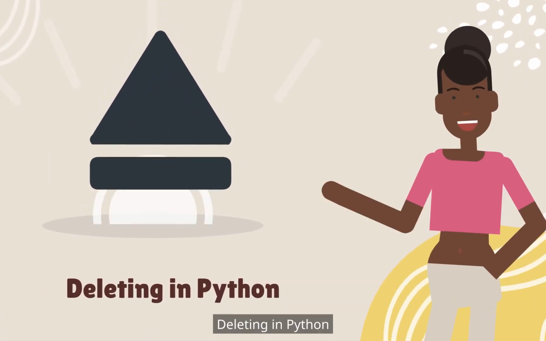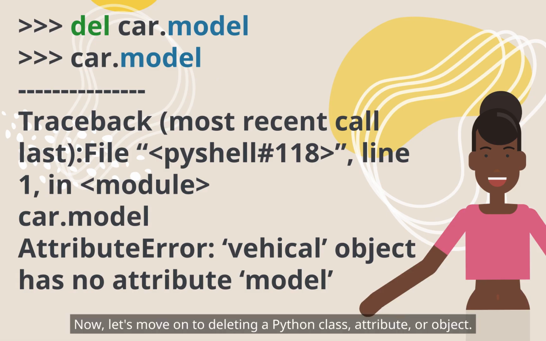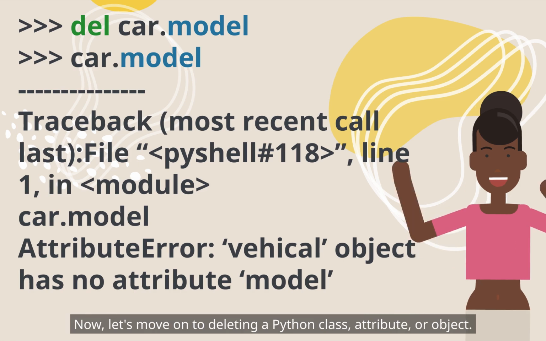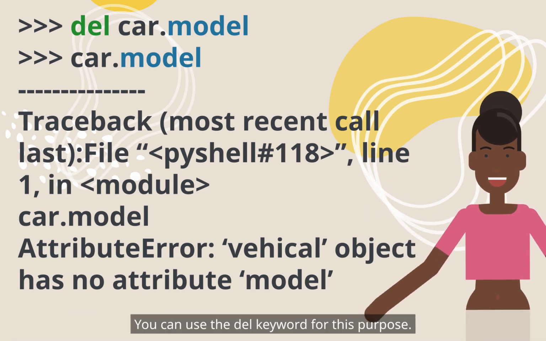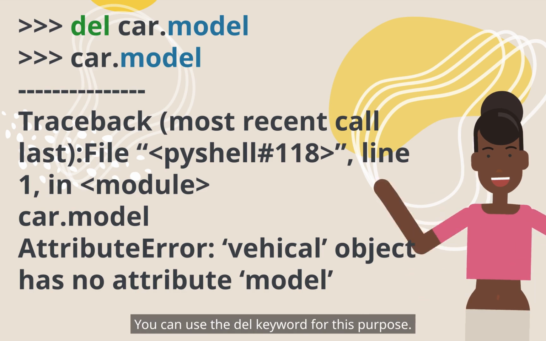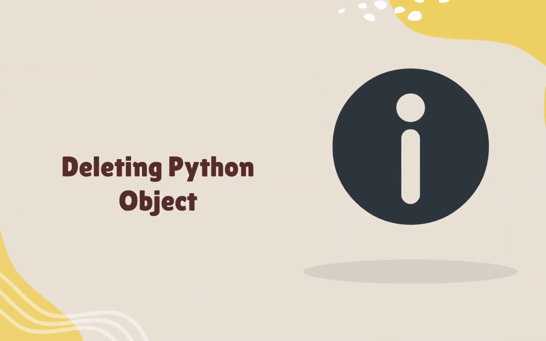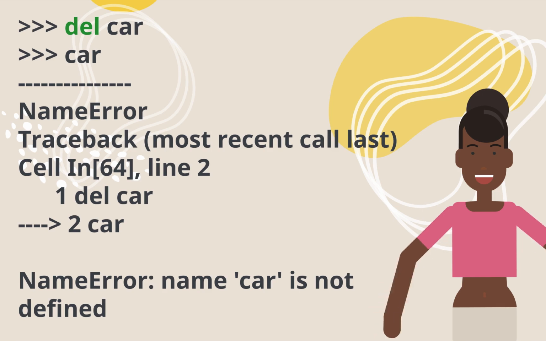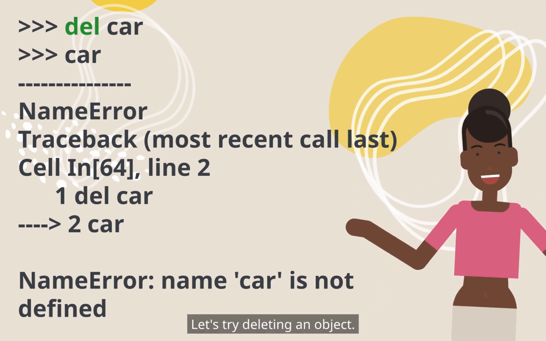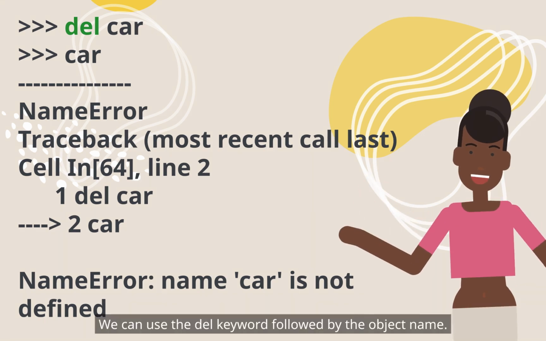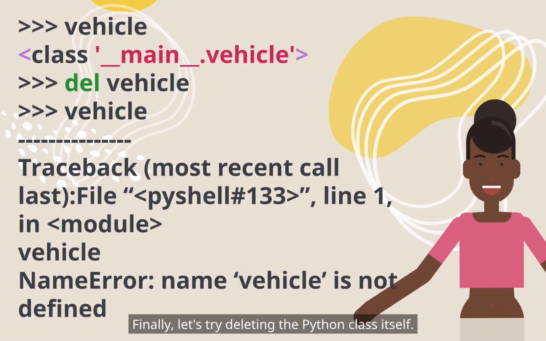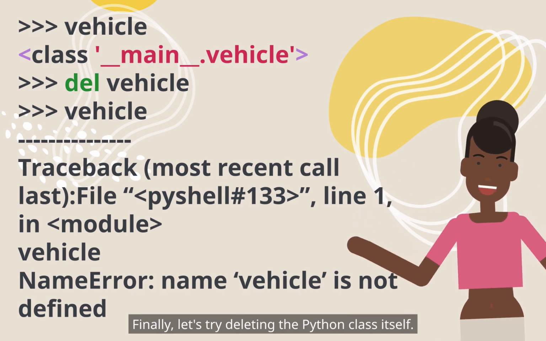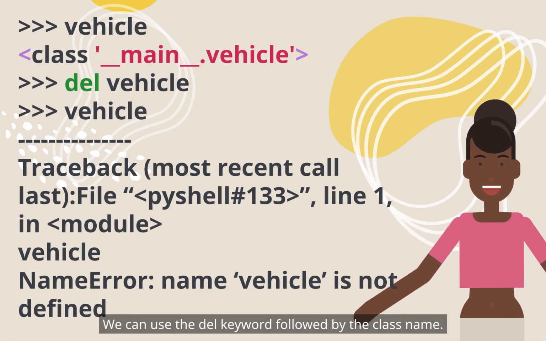Deleting in Python. Now, let's move on to deleting a Python class, attribute, or object. You can use the del keyword for this purpose. Let's try deleting an object. We can use the del keyword followed by the object name. Finally, let's try deleting the Python class itself. We can use the del keyword followed by the class name.